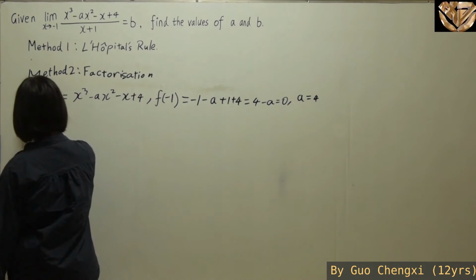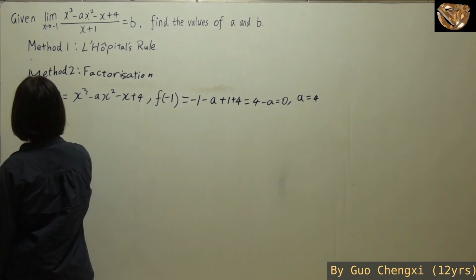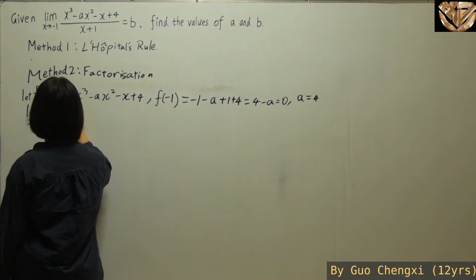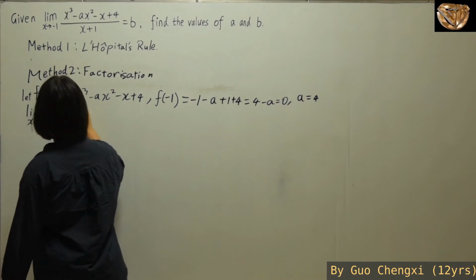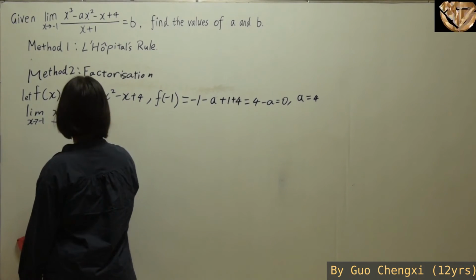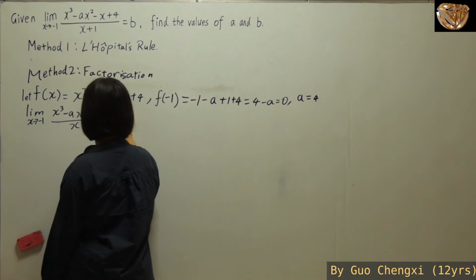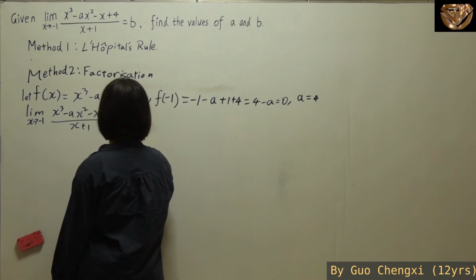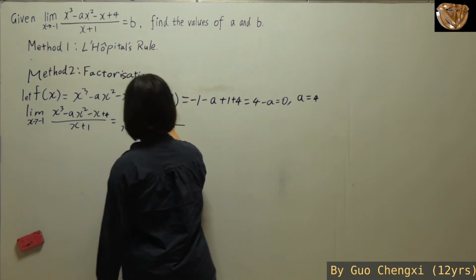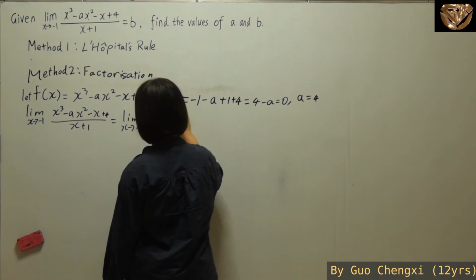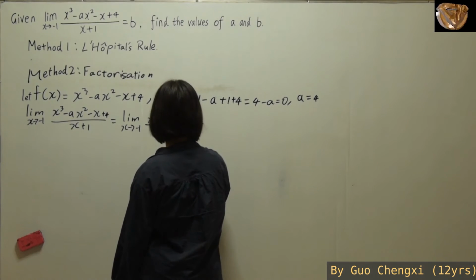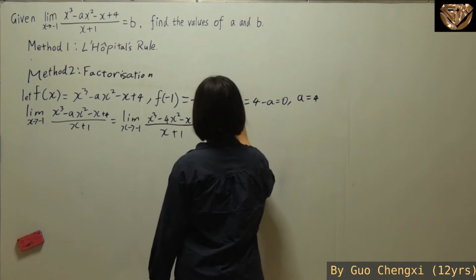Now that we have this, we can start solving the question, where as x approaches negative 1, we have x cubed minus a. For the first part, we just copy down the question. Now that we have gotten a, we can substitute it inside and solve this whole thing: x cubed minus 4x squared minus x plus 4 over x plus 1.